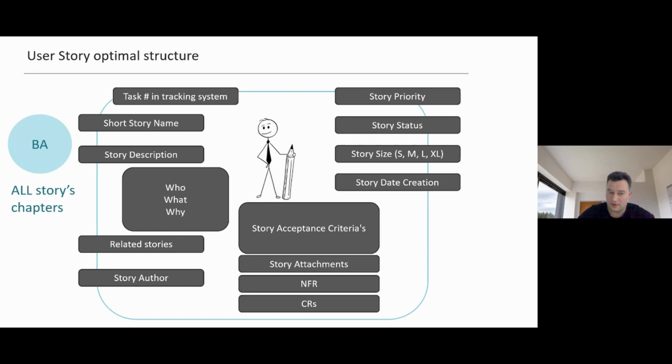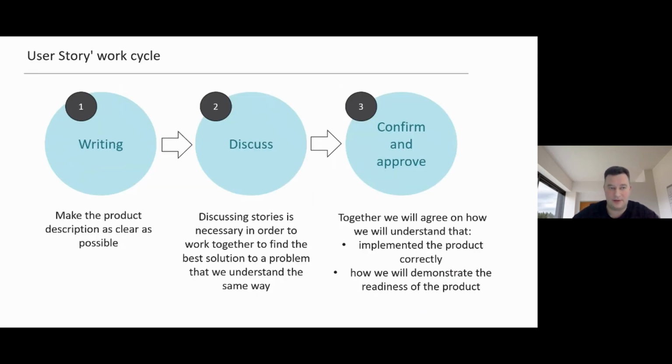Well, let's go forward. User story work cycle. How this work cycle looks like. We have only 3 simple steps: user story writing, user story discussion, and user story confirm and approve. So nothing special, but we should be strict forward with the order of this cycle. We're going to start with writing, after that discussion, after that confirmation and approval. Before writing step, we have another bunch of activities from business analyst side: requirements elicitation activities, and this is a separate topic for our discussion.